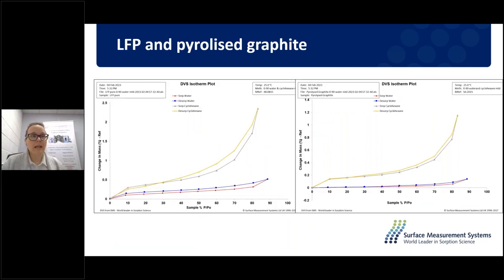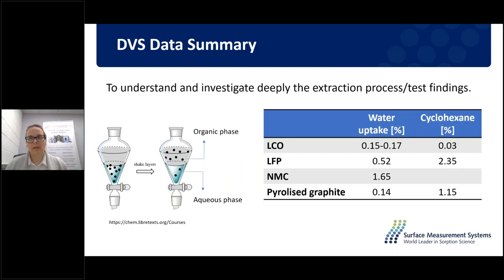In the case of LFP and pyrolyzed graphite, we already could measure the cyclohexane sorption and desorption curve. And you can see, LFP is on the left side, on the right side the pyrolyzed graphite, that both samples seem to have a higher uptake of cyclohexane, and the water uptake is quite small, especially in the case of the pyrolyzed graphite. They seem to have a better affinity with cyclohexane, with organics. And that basically supports the separation data that Johanna got.